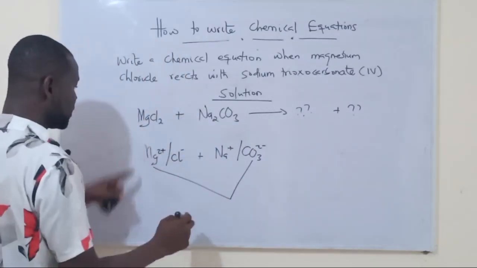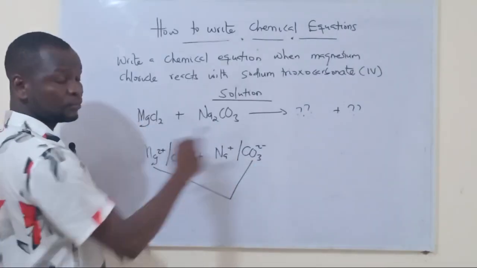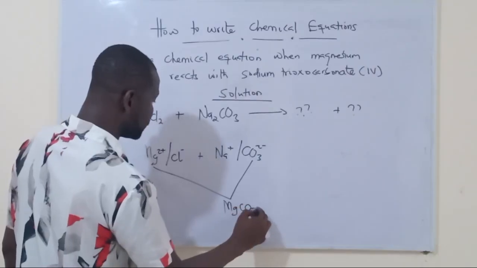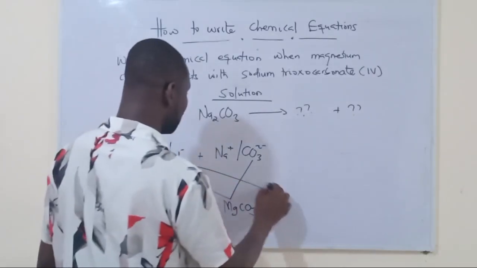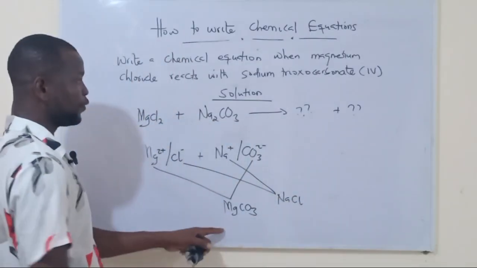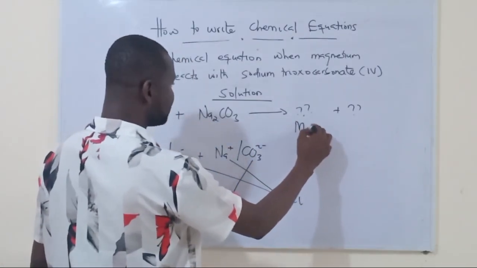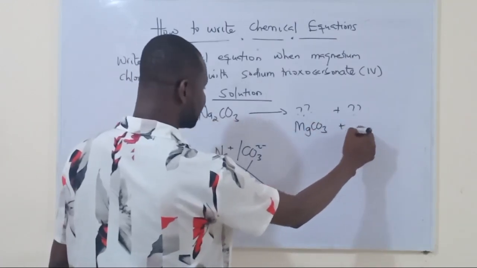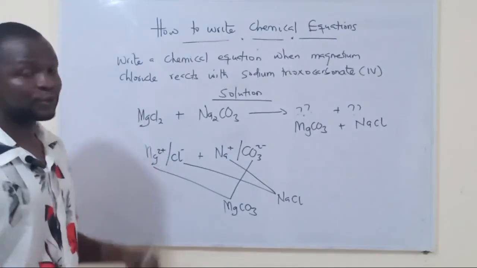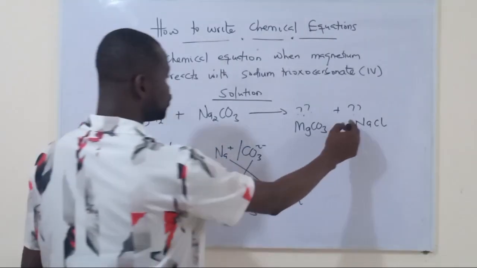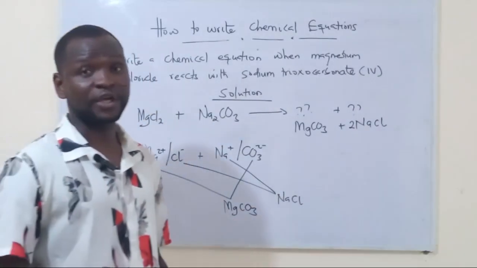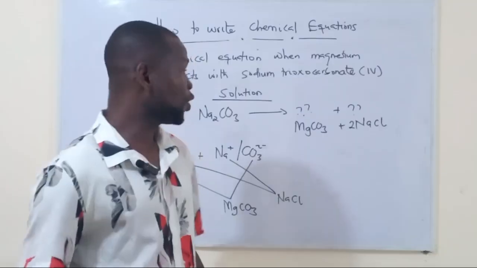So they will react. They're having the same but opposite charges. So we are going to get MgCO3. Then the chloride ion will react with the sodium ion. We're going to get NaCl. So our product will become MgCO3 plus NaCl. This equation is not balanced, we need to balance it. So we just put 2 in front of the sodium chloride. So balancing chemical equations, we will look into that later on.